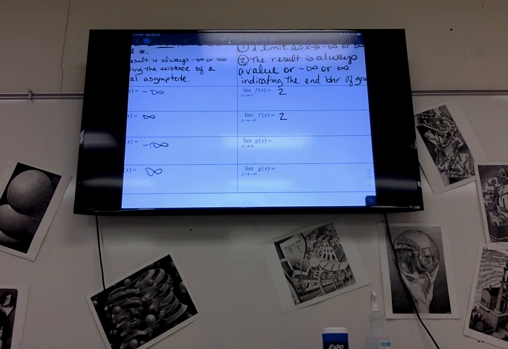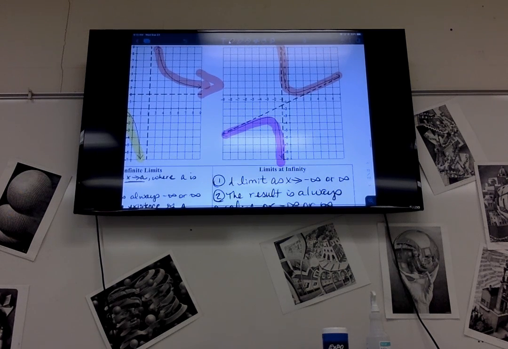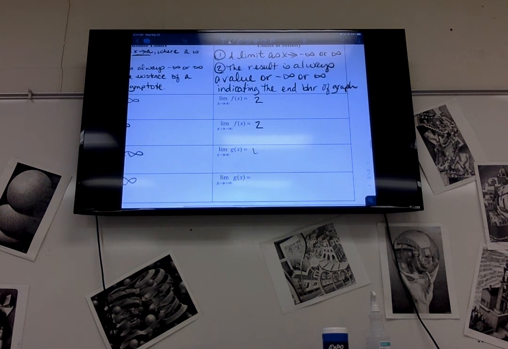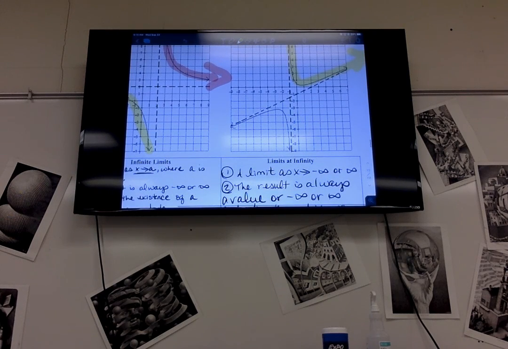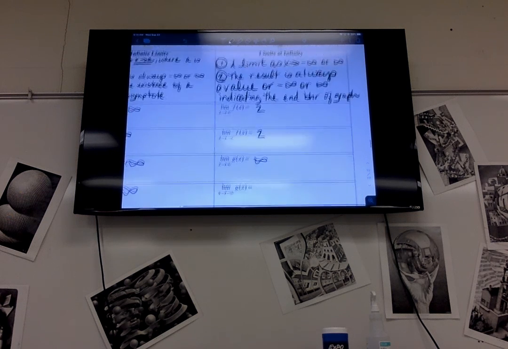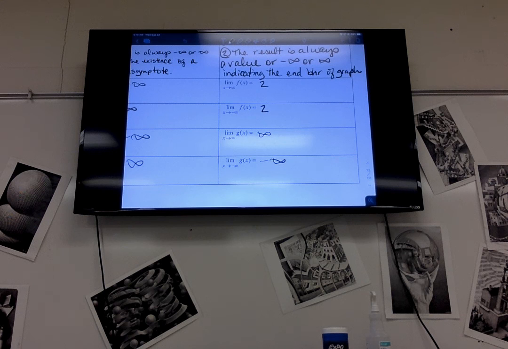Limit as x approaches infinity for g of x. Get rid of these. There we go. So as x approaches infinity, so as I go to the right forever, notice slightly, but it is going up forever and ever and ever because there's a slant asymptote there. So it is positive infinity. The other one would be negative infinity, because as I go to the left forever and ever and ever, it's slightly, but it is going down forever and ever and ever. That's negative infinity.